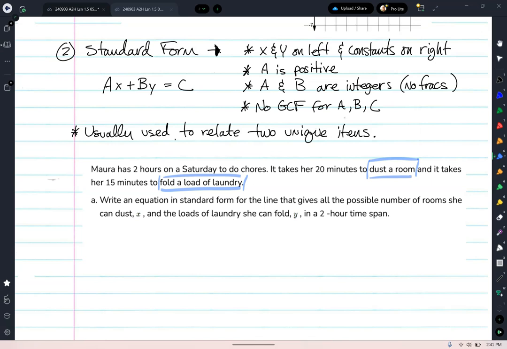Now, we've got some values to this, all right? You can see here in the question, it tells us that we're going to give all the possible rooms she can dust, X, and then all the loads of laundry she can fold, Y. So we're going to define our variables here. X is the number of rooms dusted, and Y is going to be the number of loads, we'll just say loads folded.